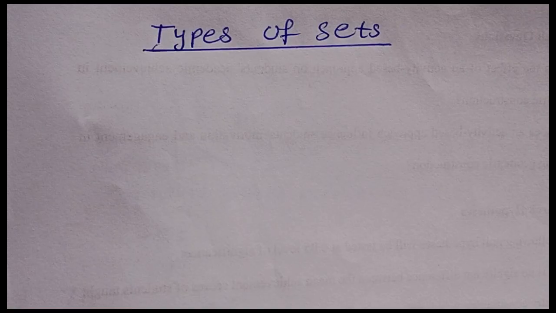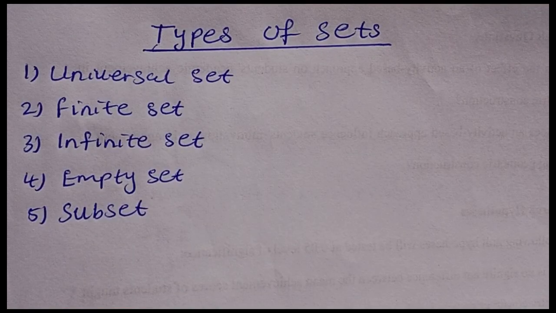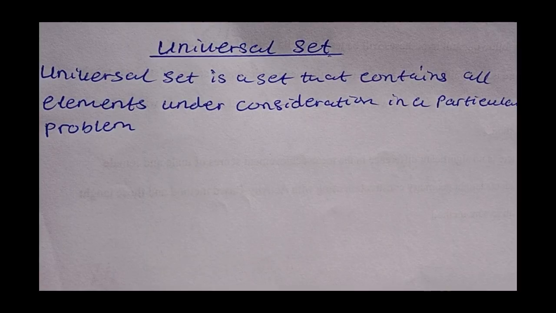Let us look at the types of sets that we have. In our videos, we are going to discuss the 5 types of sets, which are the universal set, finite set, infinite set, empty sets, and as well as the subset. Let's look at the universal set. Universal set is a set that contains all elements under consideration in a particular problem.